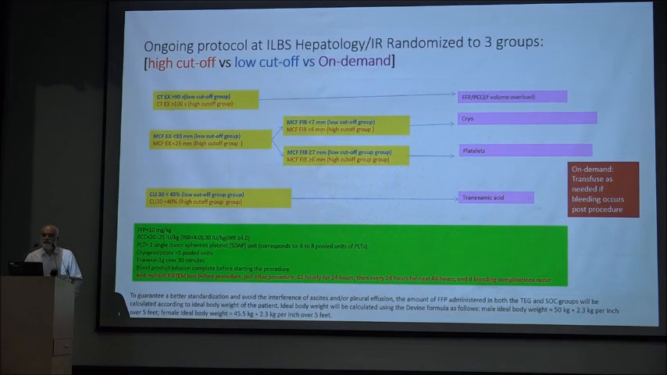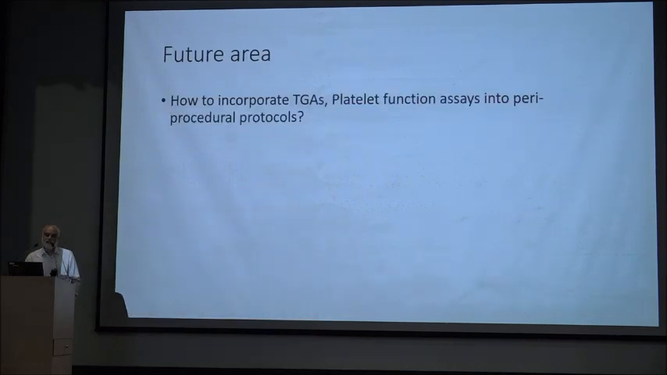So this is one protocol which is going on in our department. One of our students is doing it. Here we have divided into 3 groups, high cutoff, low cutoff, and we have added an on-demand group also. Again, in high cutoff and low cutoff, we have decreased the cutoffs by 10 to 15%, whereas in on-demand, we will transfuse only if bleeding occurs post-procedure, because it is justified now also. So what are the future areas?